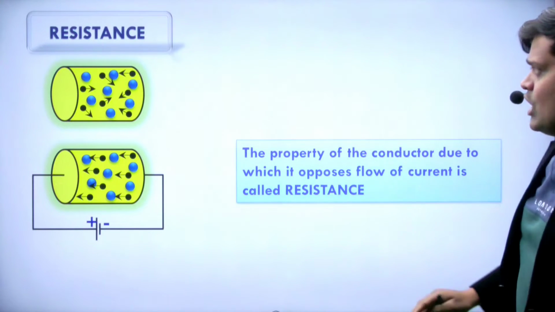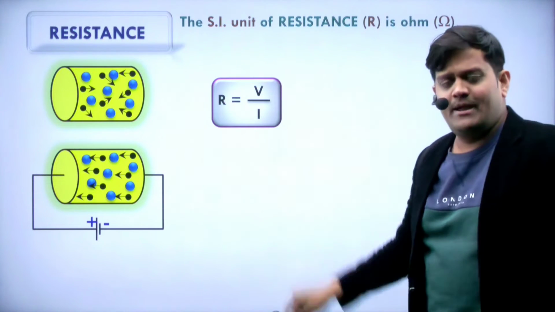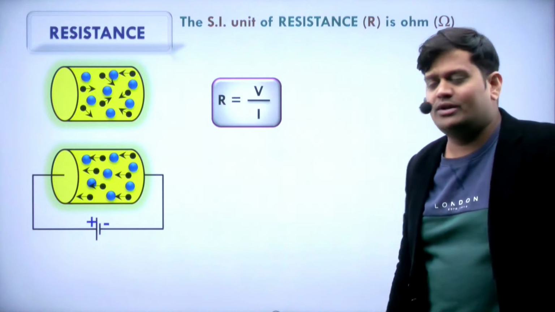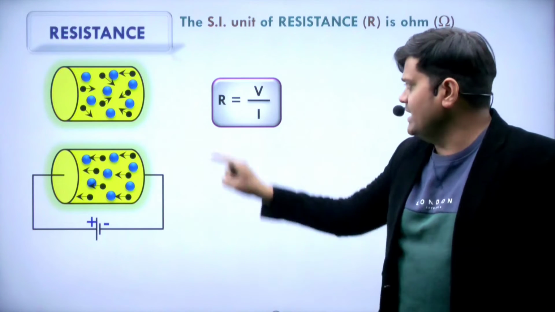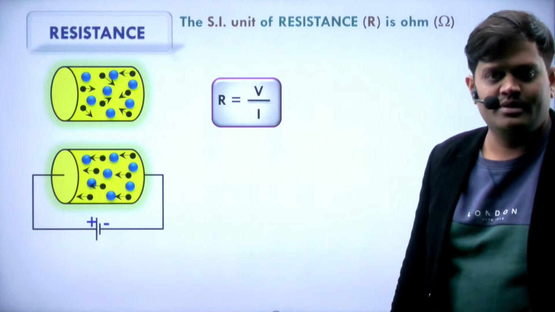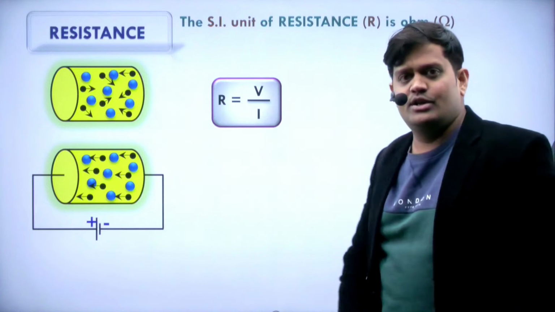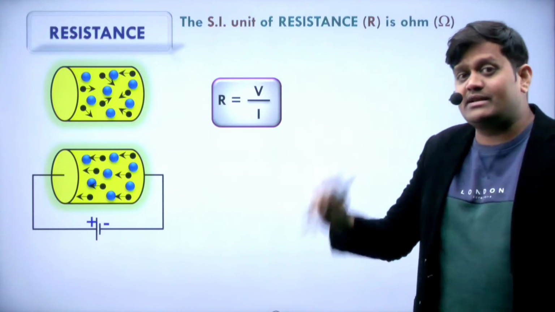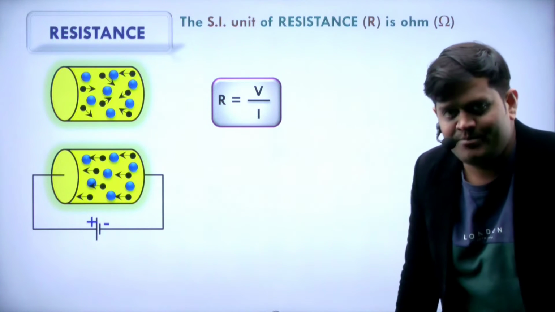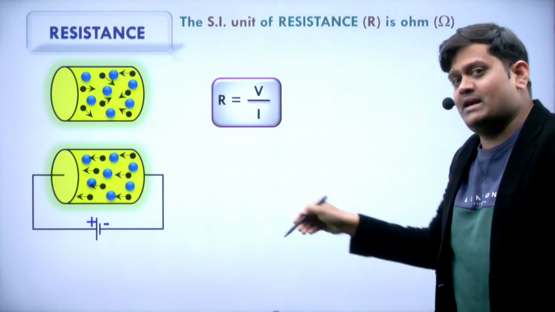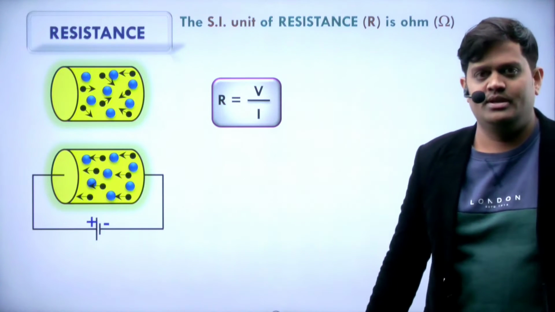Now we are going on to the formula. We can say that R equals V upon I. According to Ohm's law, V equals IR, so here R is V upon I, where V is the potential difference and I is the current. So the SI unit of resistance is volt per ampere.